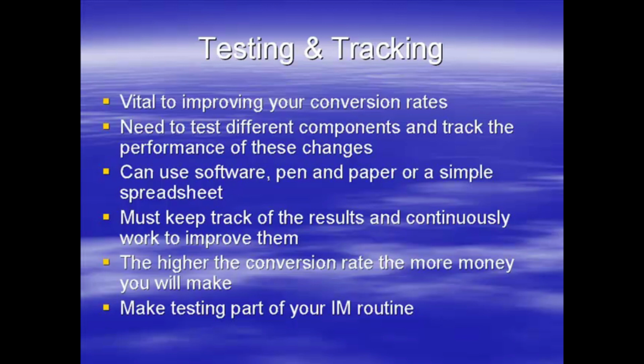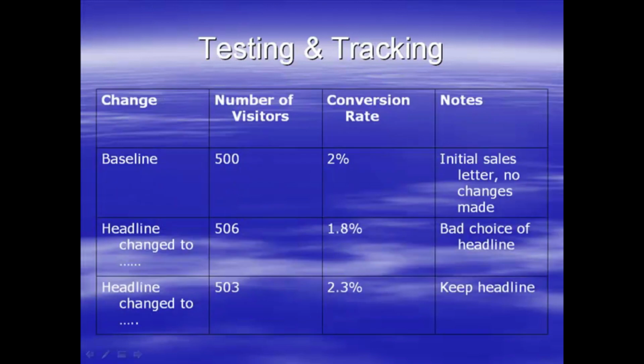If you haven't, then obviously it's a bit of work for you. So you can see here a simple spreadsheet. It's simply just 4 columns: the changes I made, the number of visitors, the conversion rate, and notes. Very simple. So you can see in the first row is my baseline. The baseline is the initial setup.